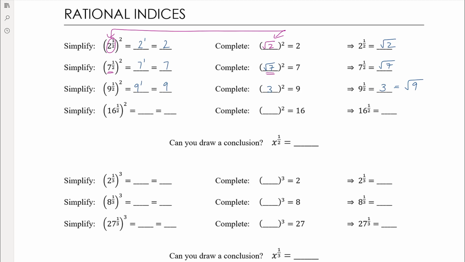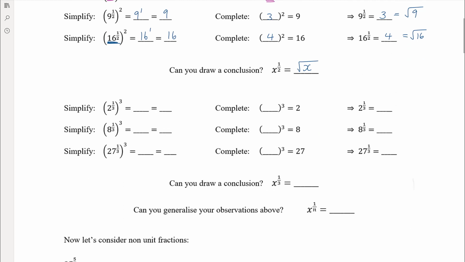Okay, again, 16 to the power of a half squared, multiplying those together, 16 to the 1, which is 16. So we're saying, well, what squared gives me 16? And we know that 4 squared gives me 16, which means that 16 to the power of a half must be the same as 4. And we know that 4 is the square root of 16. So x to the power of a half must be equal to the square root of x. Now that's by no means a proof. We're simply looking at the established patterns with various numbers and therefore able to draw a conclusion that it seems that x to the half is equal to the square root of x.